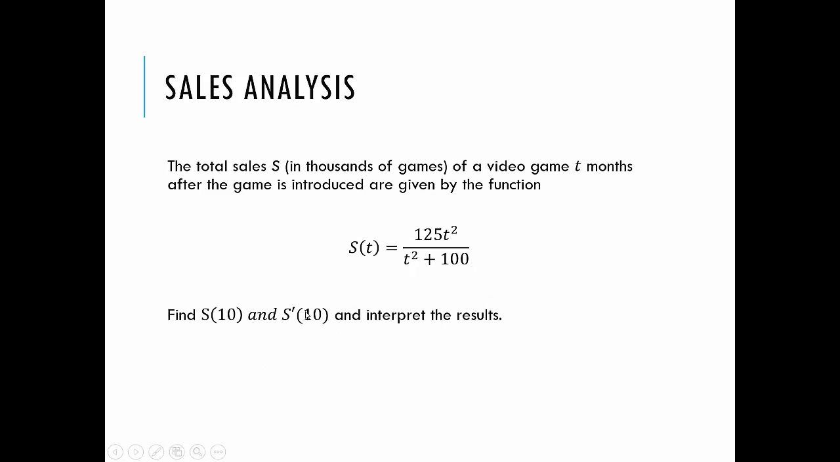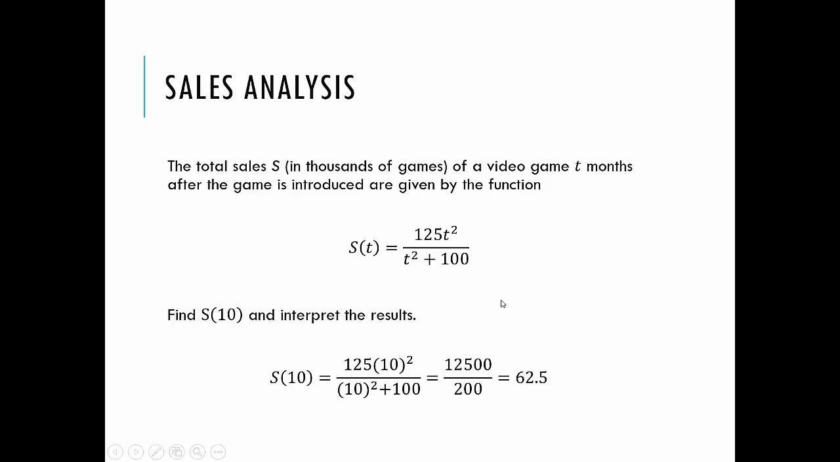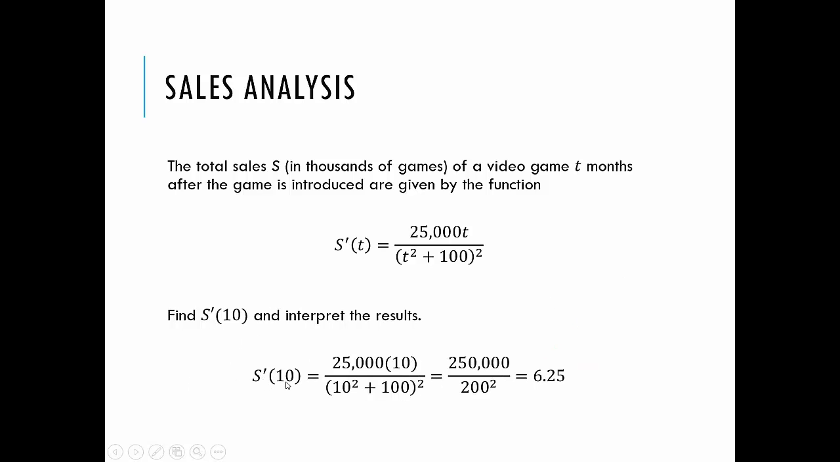Find S of 10 and S prime of 10. Remember, S of 10 is just plugging 10 in your original equation. That's like what you learned in algebra, right? But I need to interpret what it means. So I plug in 10 to this equation, which told me this is total sales after T months, so after 10 months, and this is in thousands of games. So total sales after 10 months are 62,500 games.